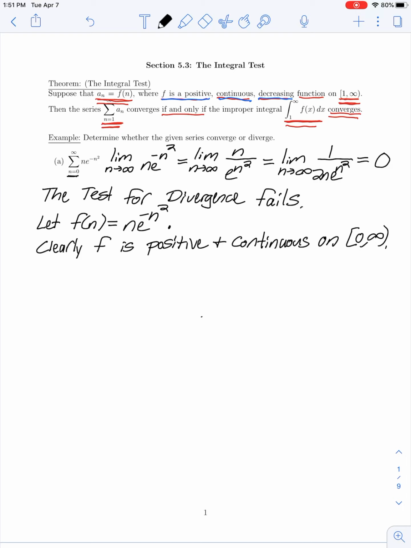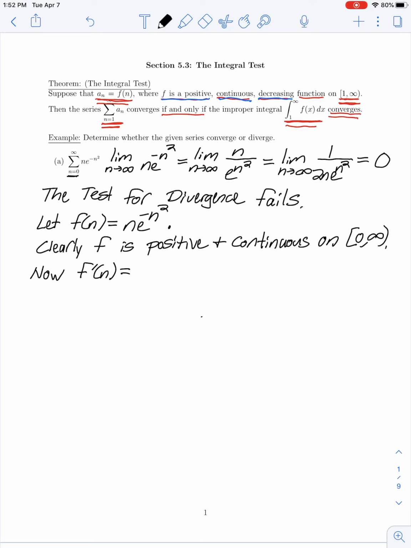Now, the last thing that we need to show is that this function is decreasing. And to show that a function is decreasing, we would show that its derivative is negative. So if we were to look at the derivative of this function, f prime of n, we're going to need to make use of the product and chain rules.